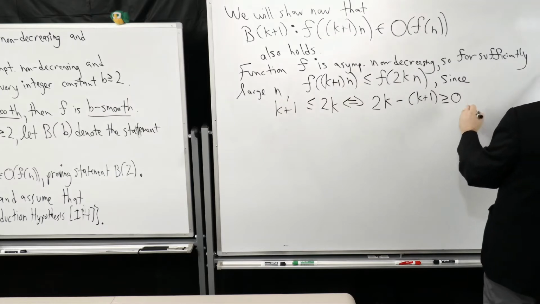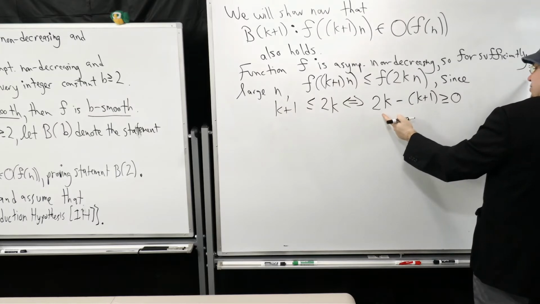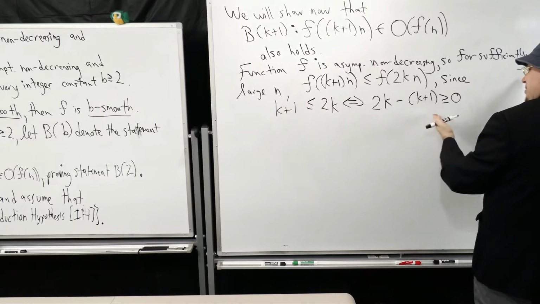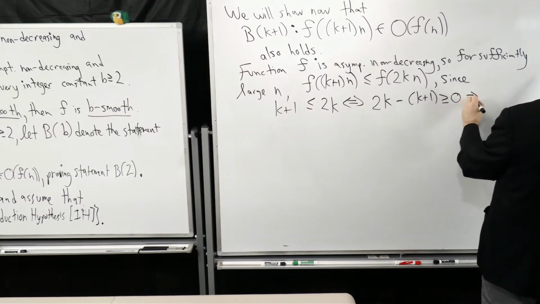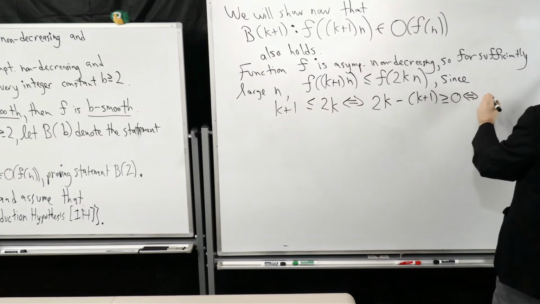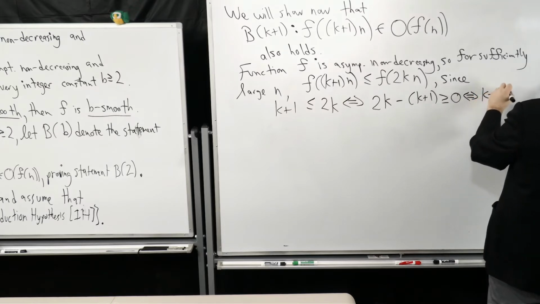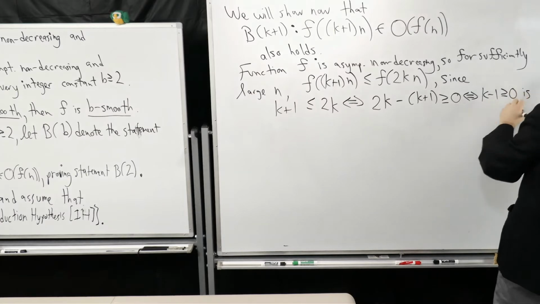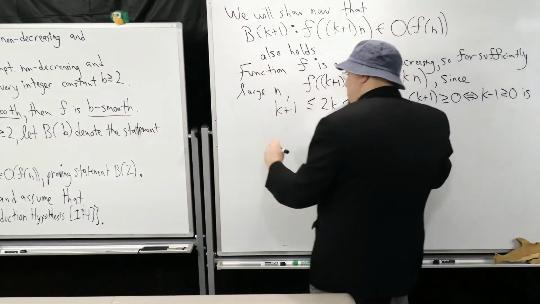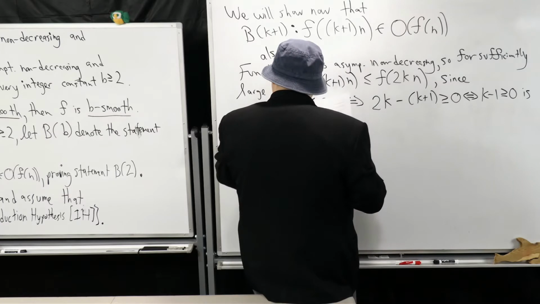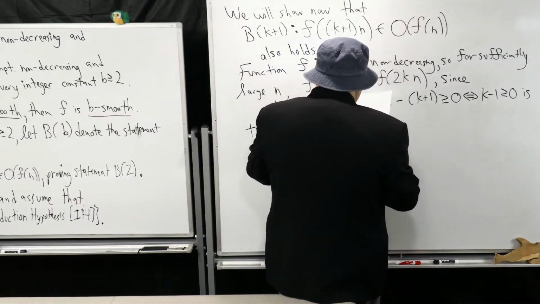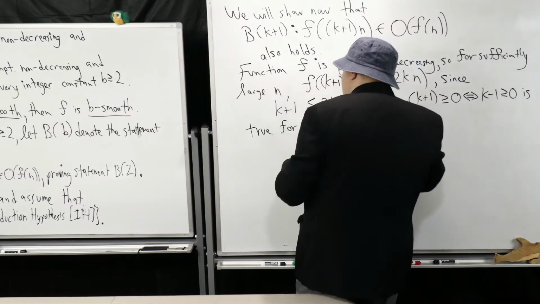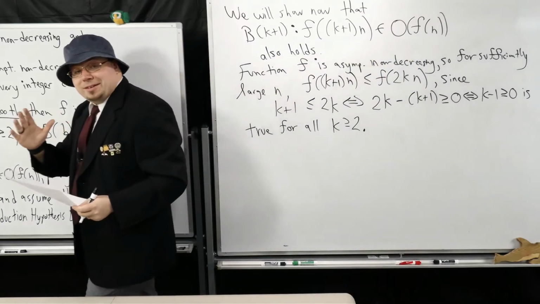And then I'm just going to simplify this. You'll notice I have 2k minus k, so that's k. But then I'm subtracting off 1. So this is true if and only if k minus 1 is greater or equal to 0. So this statement is true for all k greater or equal to 2. So I just need to care that it's greater or equal to 2.